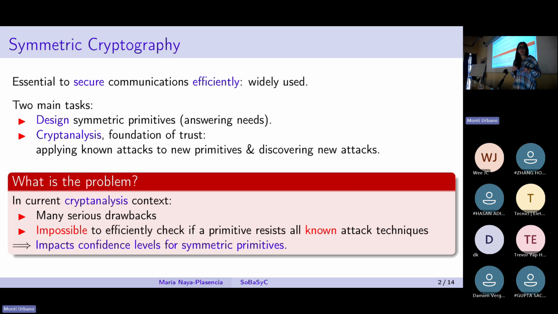But I think that in the current situation, we have a problem. I think there are many serious drawbacks that I will list later. Maybe the most important one is that it's impossible to efficiently check if a primitive resists all known attack techniques. This is very tedious work. Each time someone proposes a new primitive, you need to test a lot of things. There are a lot of tools that help you try some of the known attacks and find some best distinguishers, but that doesn't apply to all the known attacks and techniques. And I will try to explain why this is difficult and has not been done, and what I think we should do in order to counter this.